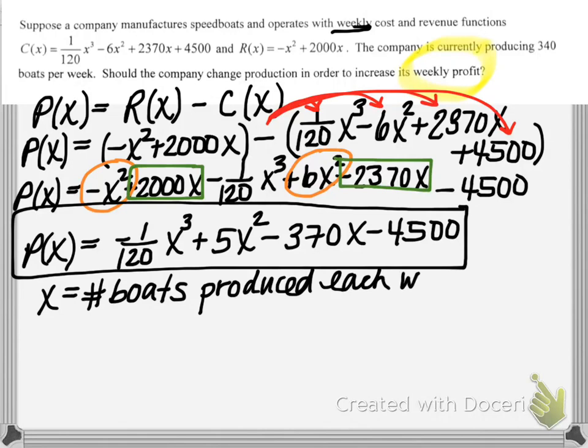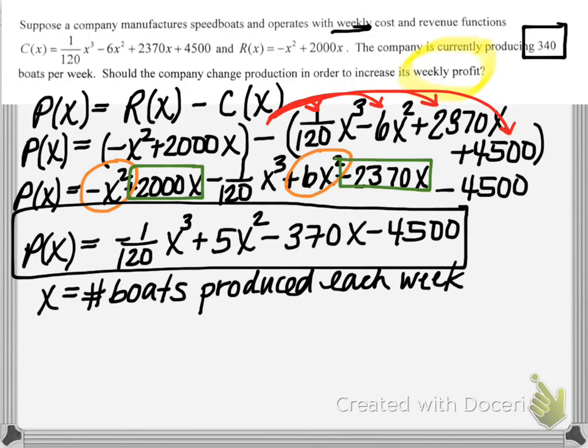All right, now that we've created our profit function, we can continue on to answer the question, which was, should the company change their production? So you'll notice that the company is currently producing 340 boats each week, and we're wondering if they should increase or decrease that production level if we want to increase our weekly profit. So we're going to have to take a look at this profit function graphically and determine where would the largest profit be. So let's just talk about the basic shape before we go to our graphing calculators.